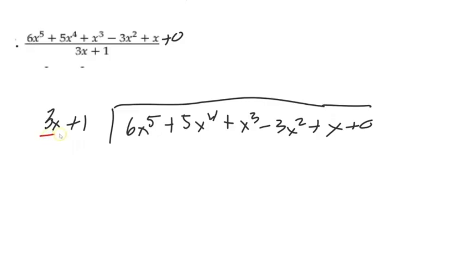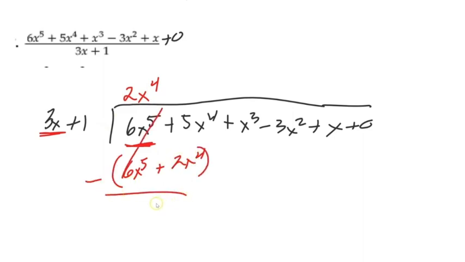We're going to go, okay, how many times does 3x go into 6x to the 5th? Well, I need to multiply by 2x. Multiply this by both of them. 2x times 3x is 6x to the 5th. 2x times 1 is 2x to the 4th. 5 minus 2 is 3x to the 4th. Bring down the next term, and we're going to repeat the process.